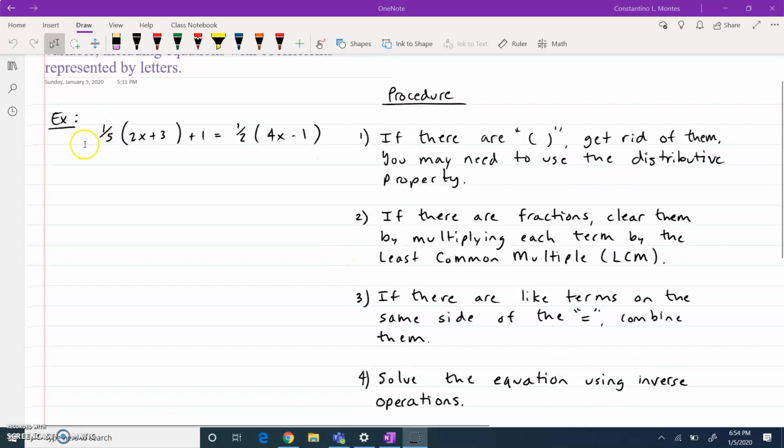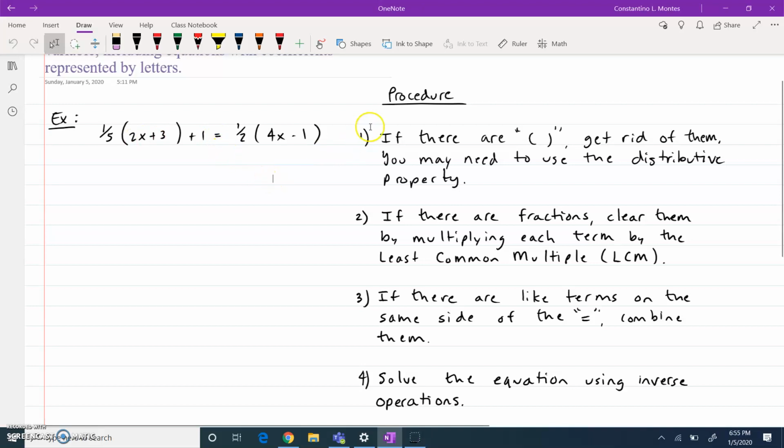So let's just jump right into this. I have 1/5 times quantity 2x plus 3, plus 1 on the outside here, is equal to 1/2 times parentheses 4x minus 1. As you can see, this is a little bit of a beast. I mean, at least it looks like that at the very beginning.